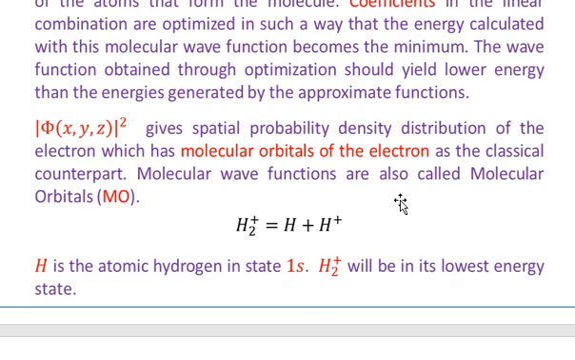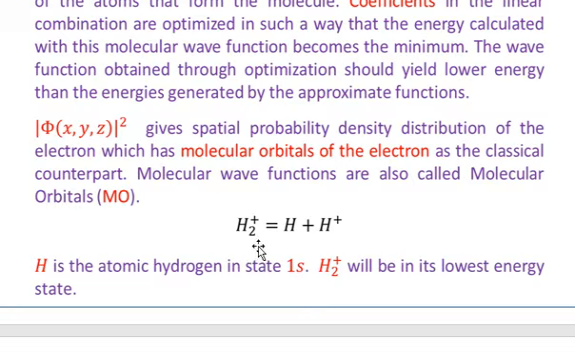Molecular wave functions are also called molecular orbitals. So you see that over here, the main process is to construct the molecular wave function of different molecules that we shall be discussing. When the wave function is available, of course, we shall be able to get different information about the molecule. And the molecular wave functions will also be called molecular orbitals.